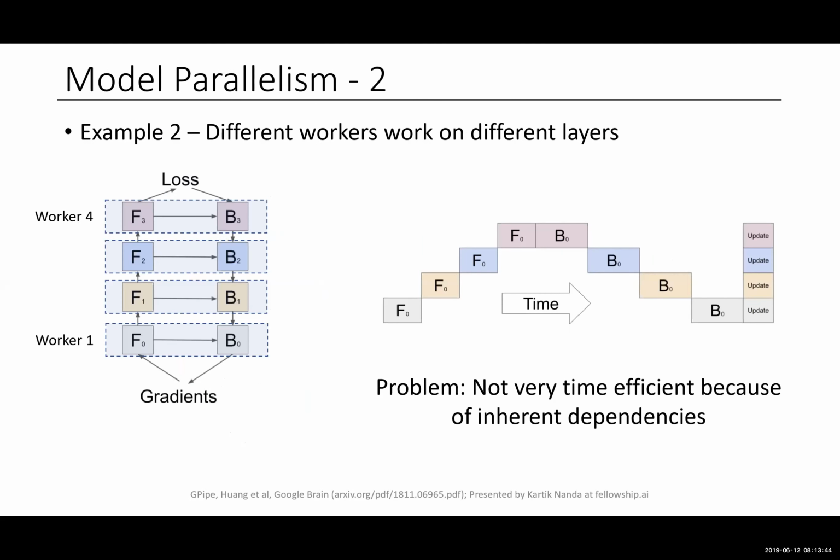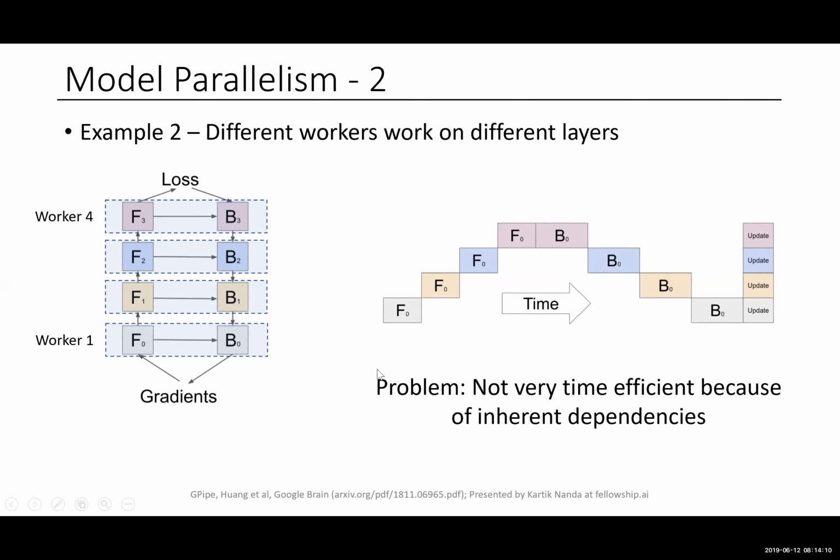Now, another example of model parallelism is where different workers work on completely different layers. For example, on this image on the left, which is the same image as before, you've got 4 workers and 4 different layers. Worker 1 works on the first layer, worker 2 on the second, and then the third and the fourth, and so forth.